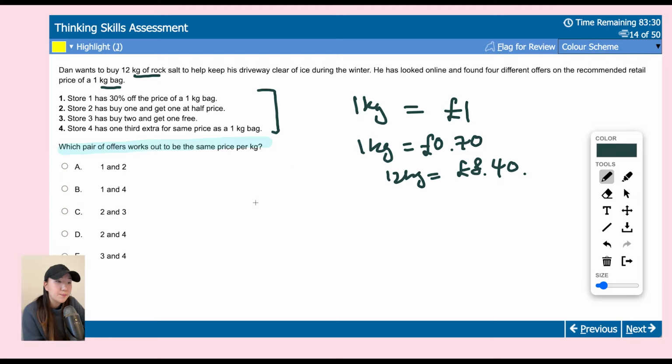So for store 2, it's buy 1, get 1 at half price. So essentially it's £1.50 for 2 kilograms. So we need 6 of those. So it's just going to be £9 for 12 kilograms. And just make sure it's all labeled. This is 1, this is 2.